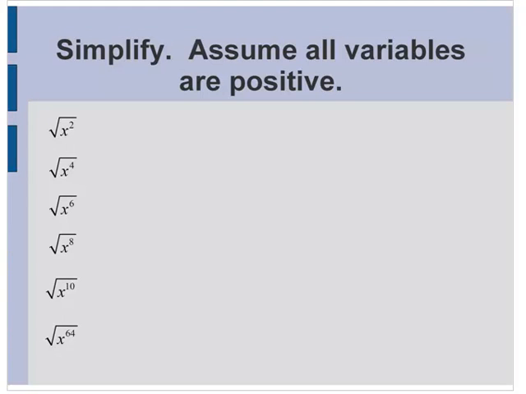All right, so now what if we have some variables involved? This asks us to simplify, assuming all variables are positive. All right, so the square root of x squared is x, because x squared is x squared, just using the definition. Similarly, the square root of x to the fourth is x squared, because x squared squared, remember when you raise a power to a power, you multiply exponents, that would become x to the fourth.